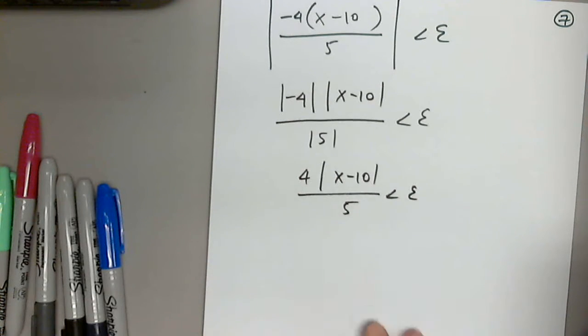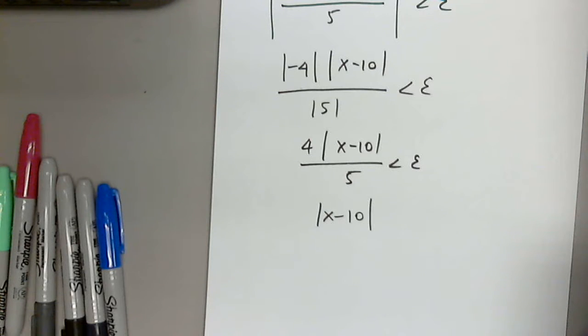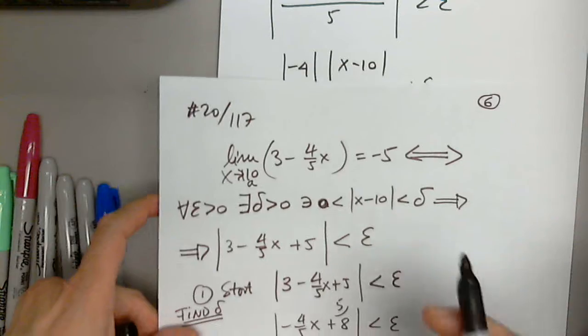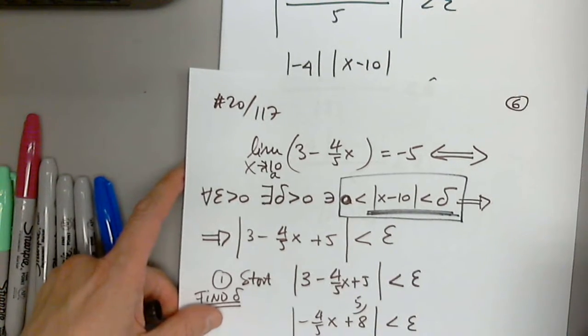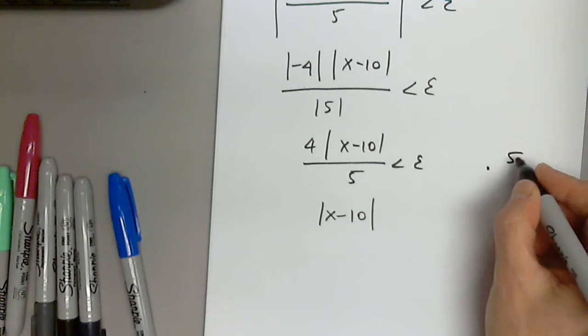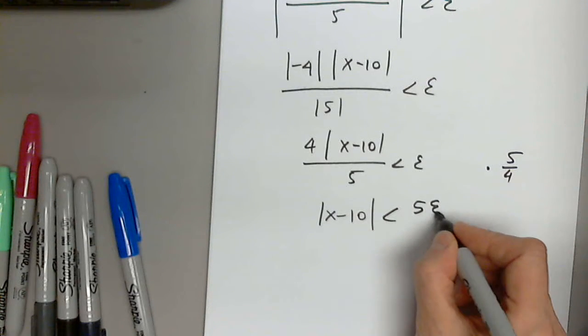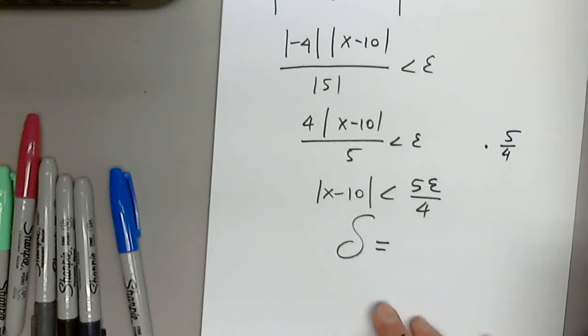5. I only want to solve for x minus 10. What do I do to both sides to have x minus 10? Why? One more time. This is what I am after. This. That will depend on epsilon. So what should I do to both sides to have just this on the left? Excellent. I'm done. Can anyone give us delta?